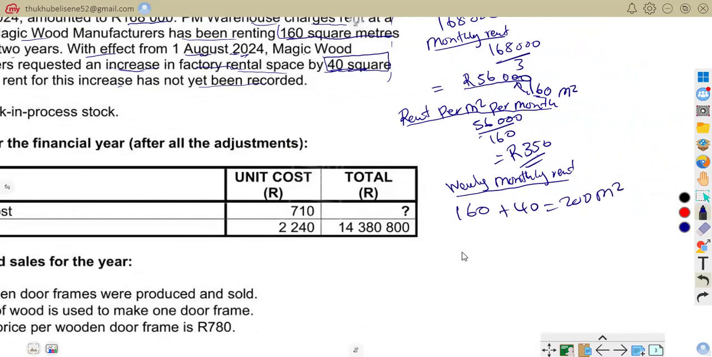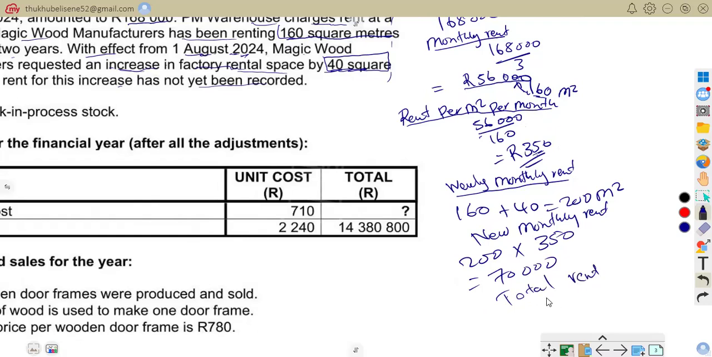Now we want the new monthly rent. So we're going to say 200 multiplied by 350. Remember the 350 was the rent per square meter per month. So this will give us 70,000.